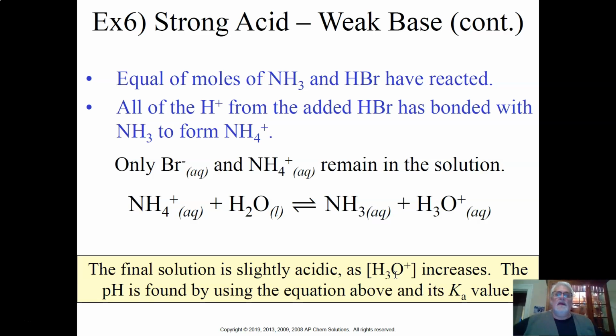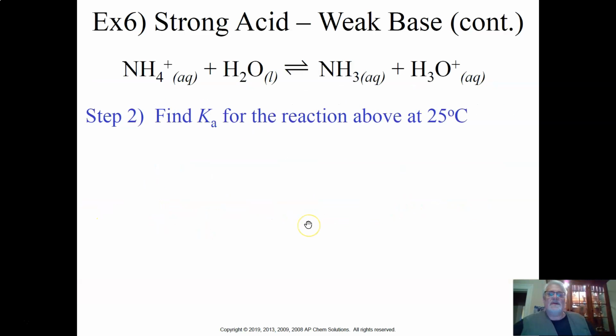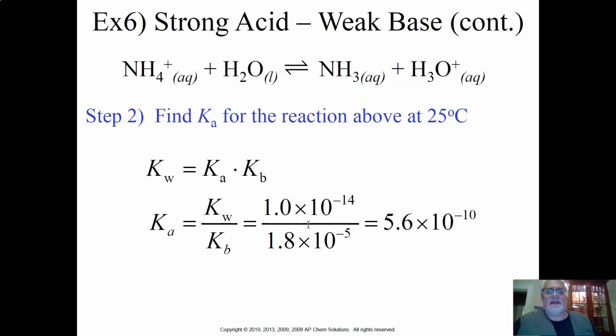Now, you had the equal numbers. Okay, so once you know that, then you have the Br and NH4 remaining in solution. So there's your NH4, and it's going to make it slightly acidic. Okay, but we don't know. This is a nice double arrow, so we don't know exactly where that's going to go. So this is just like the end of the problem we did there.